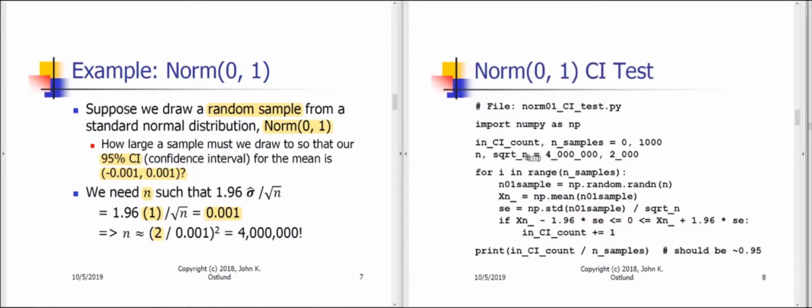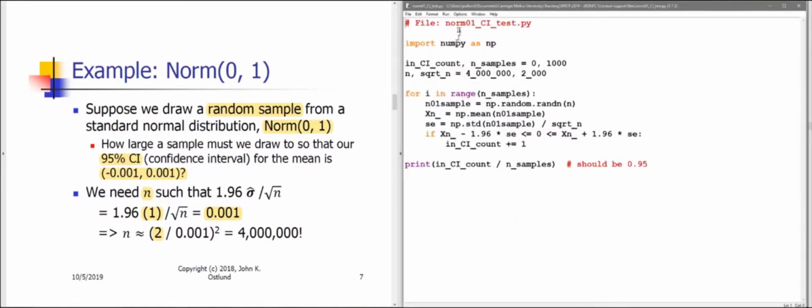Here's how that looks in actual code, and in fact let me pull up my code file. Okay, so this code file is called norm01 confidence interval test. We're going to use NumPy for this rather than a list of floats because NumPy will let us do vectorized computations, which is vastly faster than looping through items in a list. Okay, so what in the world is this program doing?